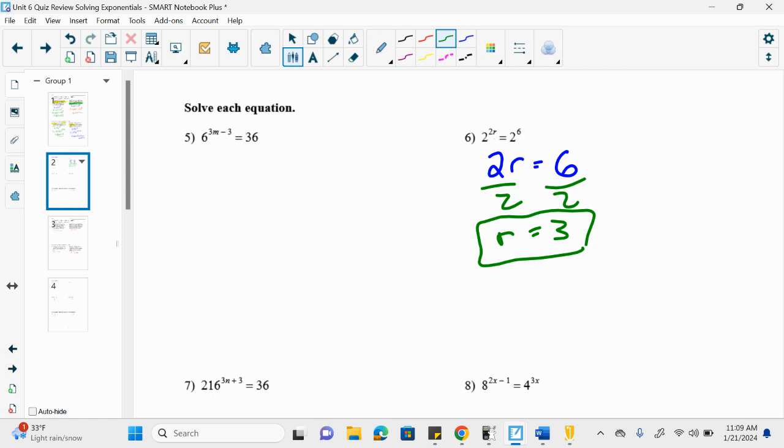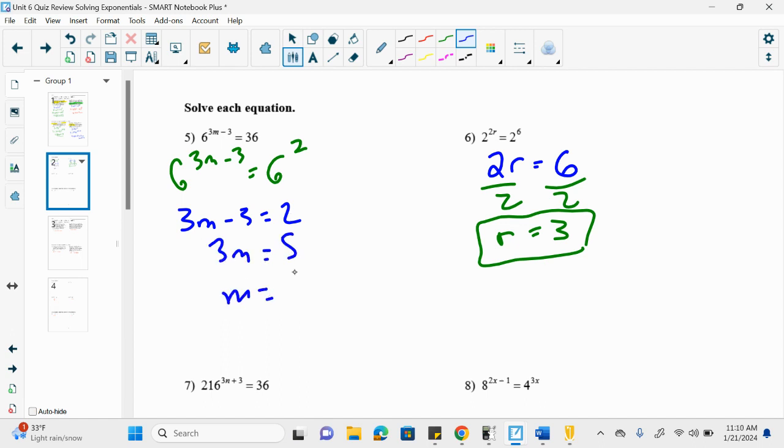So remember what we did on Friday was we worked on changing the bases to get the same base with each of our powers, and that allowed us to set the exponents equal to each other. So now taking a step back and looking at 5, 6 to the 3m minus 3 power equals 36. Well, they're in different bases, so why don't we rewrite 36 as a power of 6? So 6 to the 3m minus 3 equals 6 squared. Now we have that same base, and we can set those exponents equal to each other. 3m minus 3 equals 2. Add over the 3, 3m equals 5, divide by 3, 5 over 3.